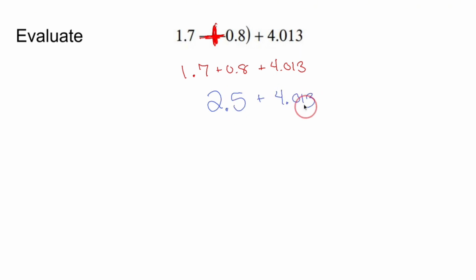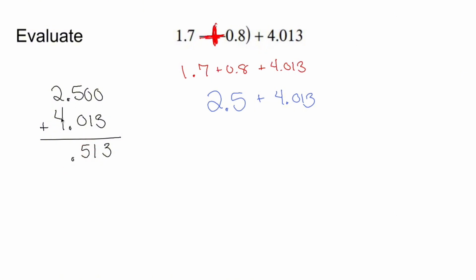I can't do this one in my head. So if you need to go off to the side and stack them up like you normally would, 2.5, line up the decimals, 4.013, attach any zeros if necessary, and you're just adding. 0 plus 3 is 3. 0 plus 1 is 1. 5 plus 0 is 5. Decimal, 2 plus 4 is 6. So this guy ends up being 6.513.